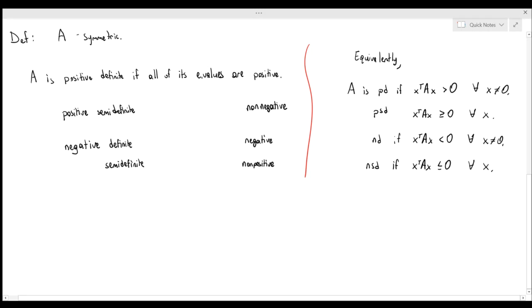Okay, so these are equivalent definitions. What that means is if you have a symmetric matrix, all of whose eigenvalues are positive, then it will also be true that X transpose AX will be greater than 0 for every non-zero X. So in that sense, you can use either of these two definitions to define what it means to be positive definite, and similarly for the other ones as well, okay?